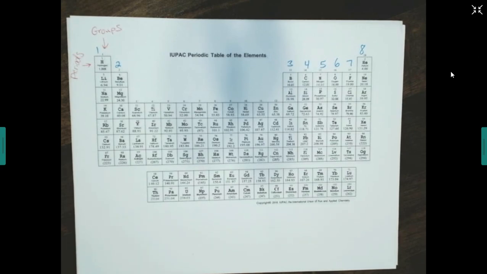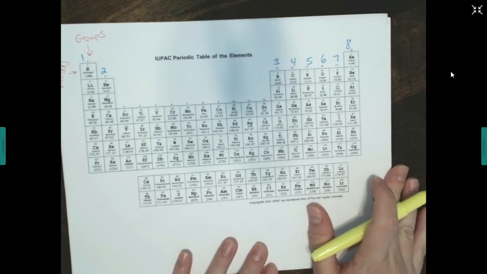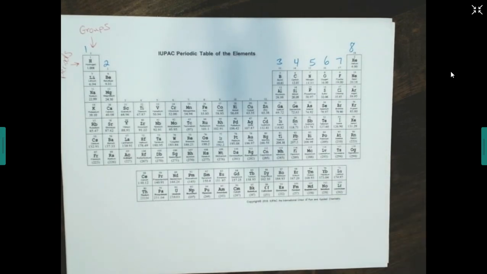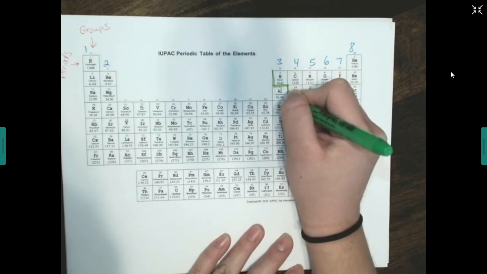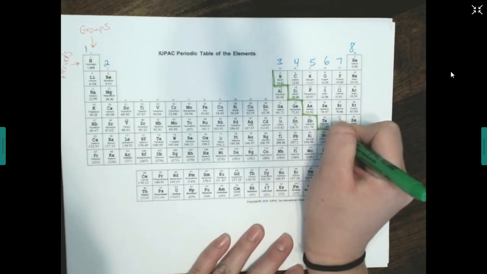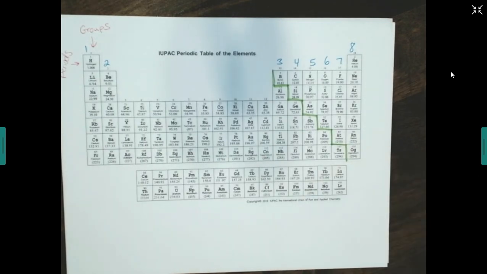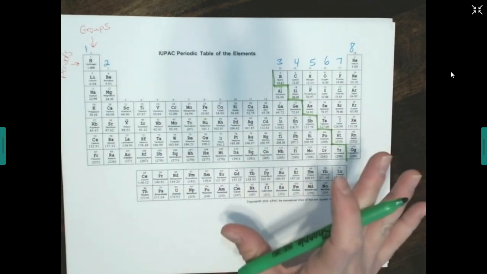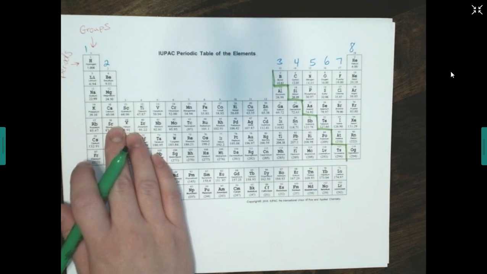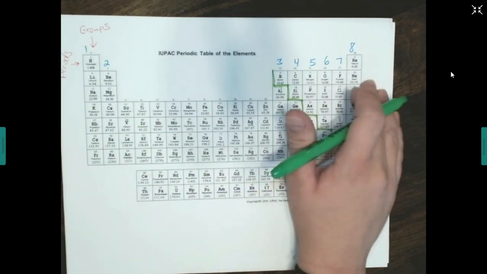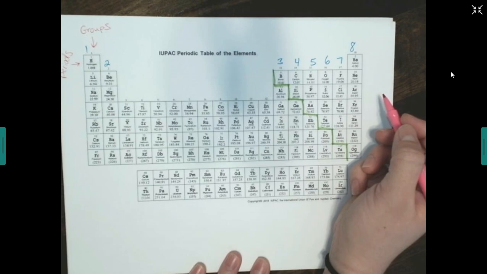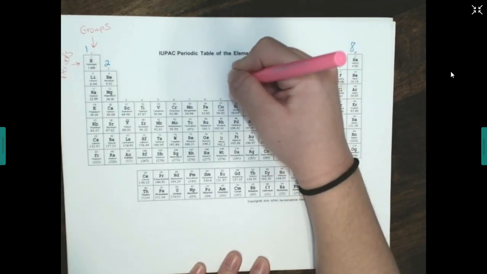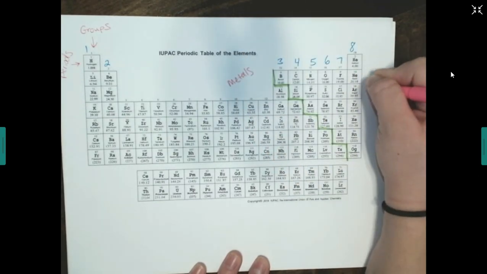Okay, and let's look at where everything's organized. So if you remember, there's a staircase or a zigzag. I'm going to do it in green, actually. So this staircase, okay, this staircase separates your metals and your nonmetals. So generally, all the stuff on the left of the zigzag are metals. All the stuff on the right of the zigzag are nonmetals. Okay, so it's important to realize there's a lot more metals than there are nonmetals, right? So these ones are metals, and these ones are nonmetals.